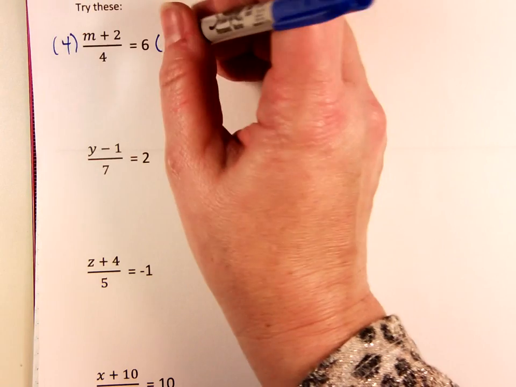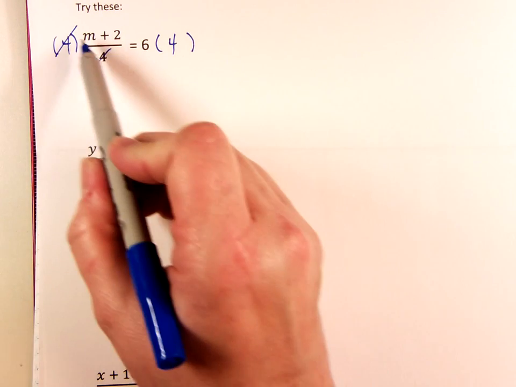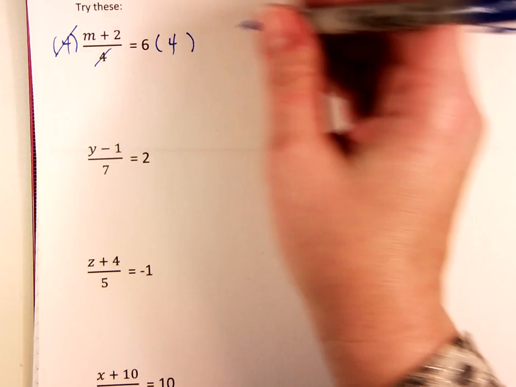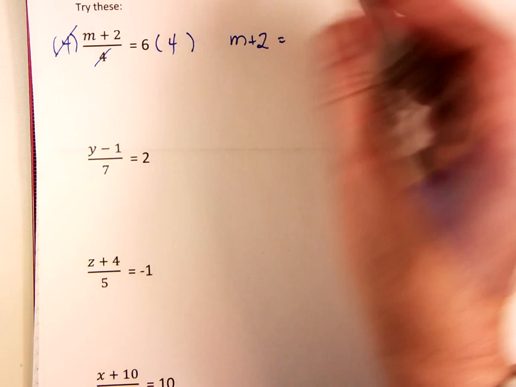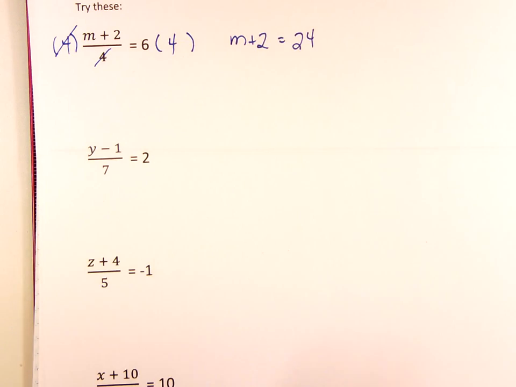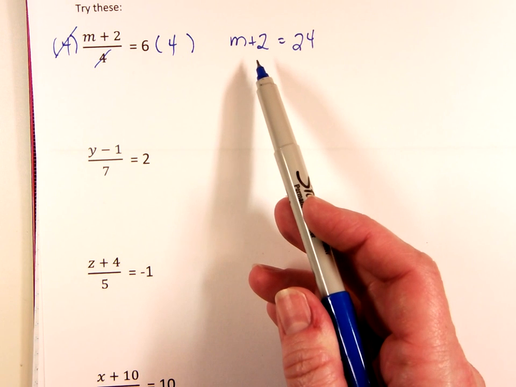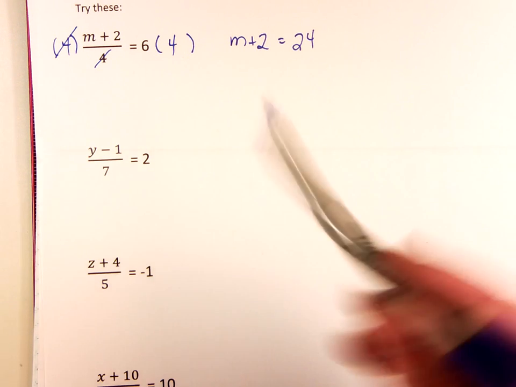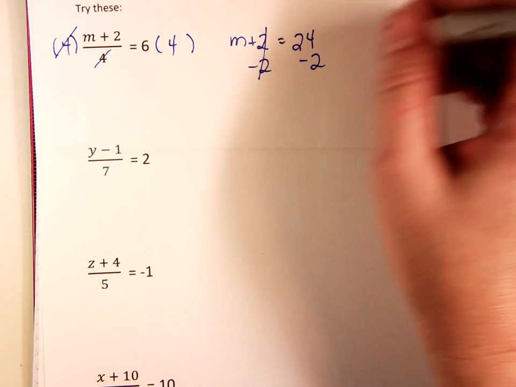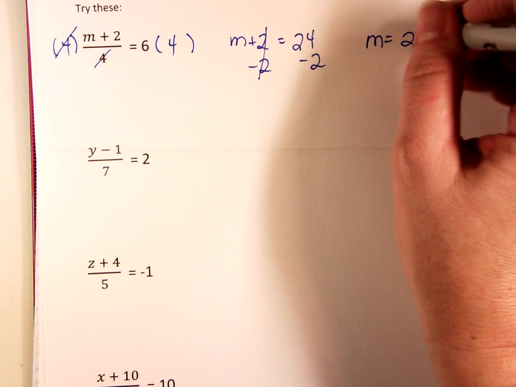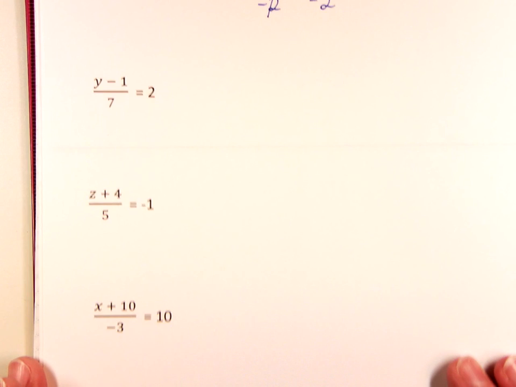We did that for a reason, so I can cancel the top 4 and the bottom 4. You're still left here with m plus 2 on the top, equals 6 times 4? 24. Right. Now does it look better? Yeah. Now you can probably do that last step. You have addition of 2, so do the opposite. Subtract 2 from both sides. M equals 22. Good. So I want you to stew on this for a few minutes as you try and do these last 3, okay?